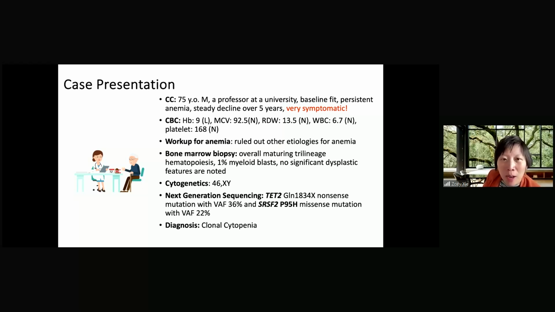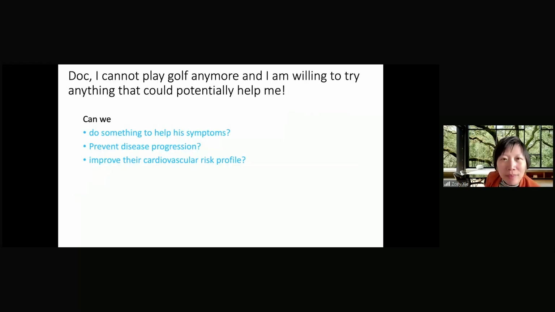A subsequent bone marrow biopsy showed maturing trilineage hematopoiesis, 1% blasts, and no significant dysplasia. Cytogenetics were normal. Next generation sequencing showed a TET2 mutation with a VAF of 36%, and an SRSF2 missense mutation with a VAF of 22%. Given the workup, he was given a diagnosis of clonal cytopenia. So basically, he is asking us, doctor, I can't play golf anymore. I will try everything that could potentially help me.